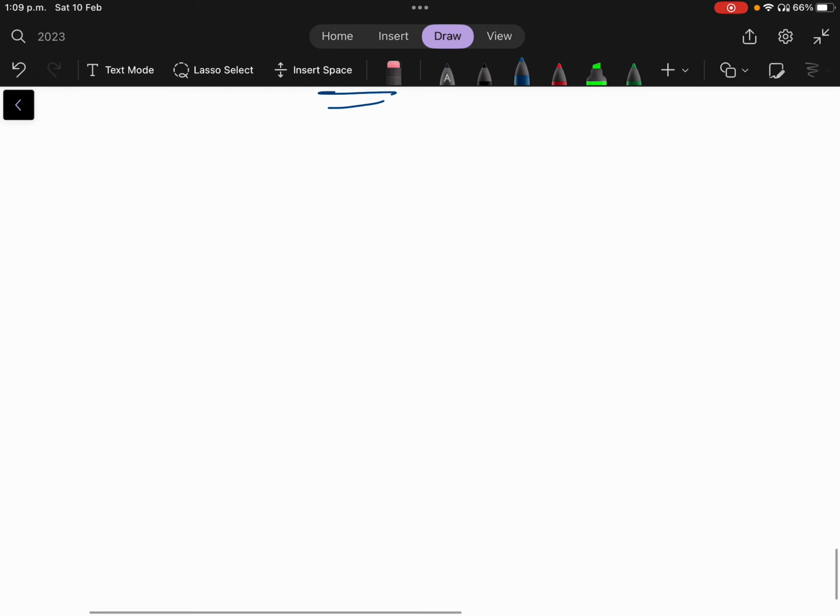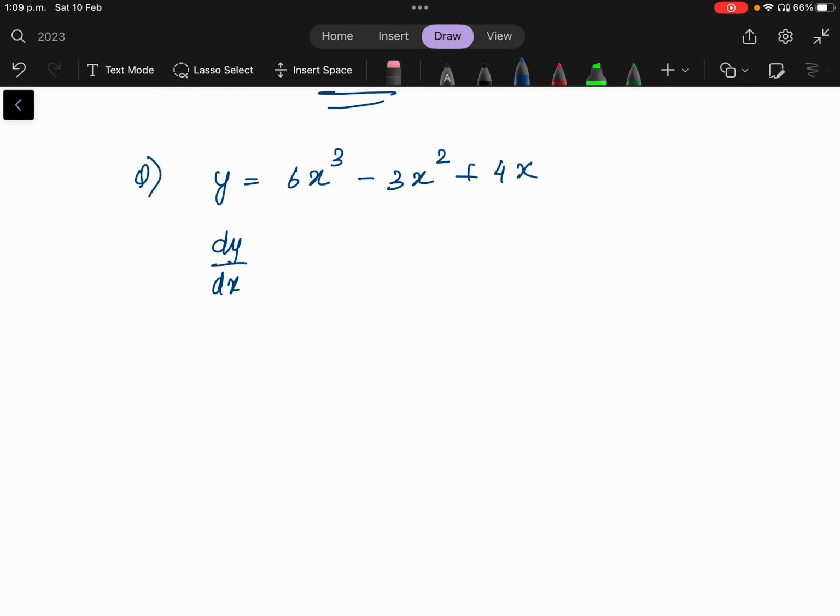Another question, if you have y is equal to 6x cube minus 3x square plus 4x, dy by dx will be equal to 6 into 3, 18x square minus 3 into 2, 6x plus 4.